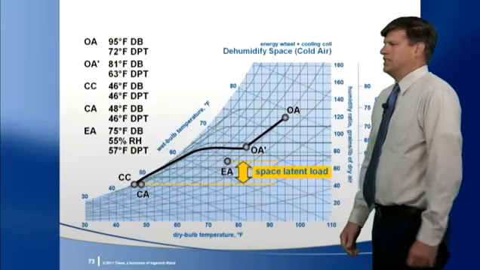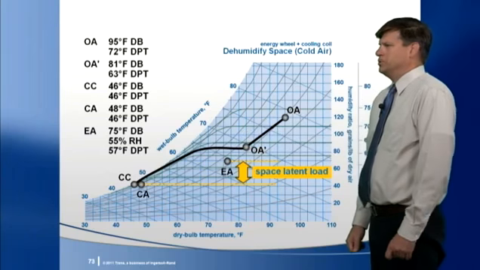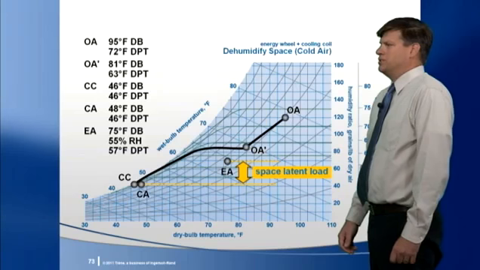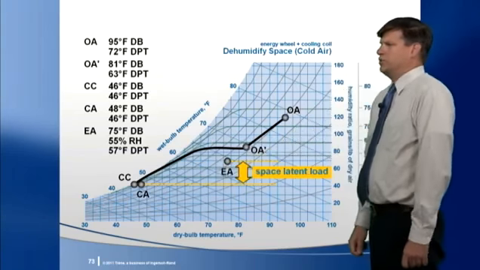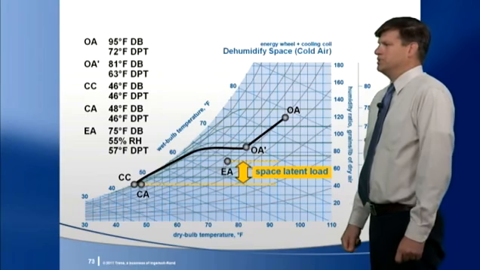Here's what the process looks like. Outdoor air enters and is pre-cooled and preconditioned by the energy wheel, reducing the load on the cooling coil. To remove all the space latent load, the cooling coil is cooled all the way down to a 46-degree dew point. This air will be cool enough to remove some of the space sensible cooling loads and dry enough to remove all the space latent loads.